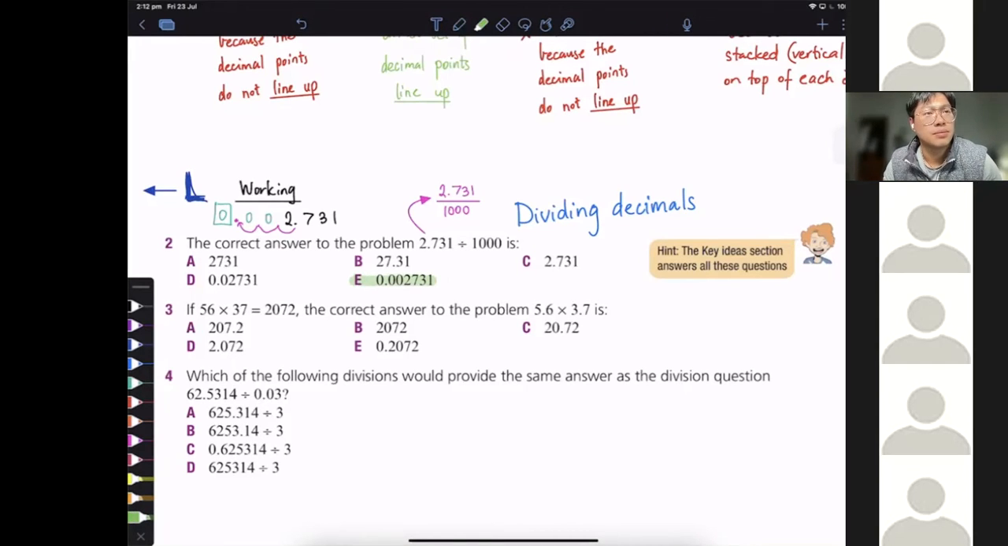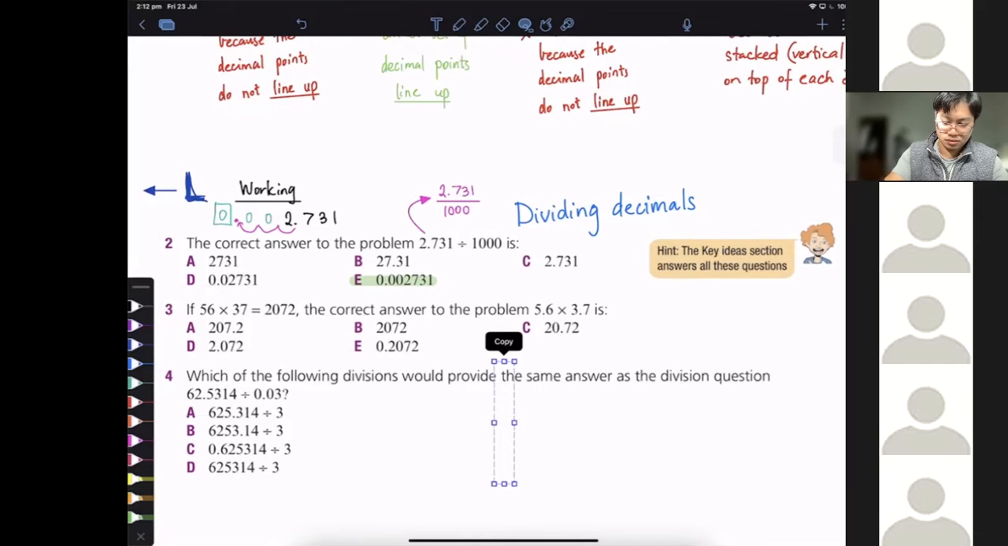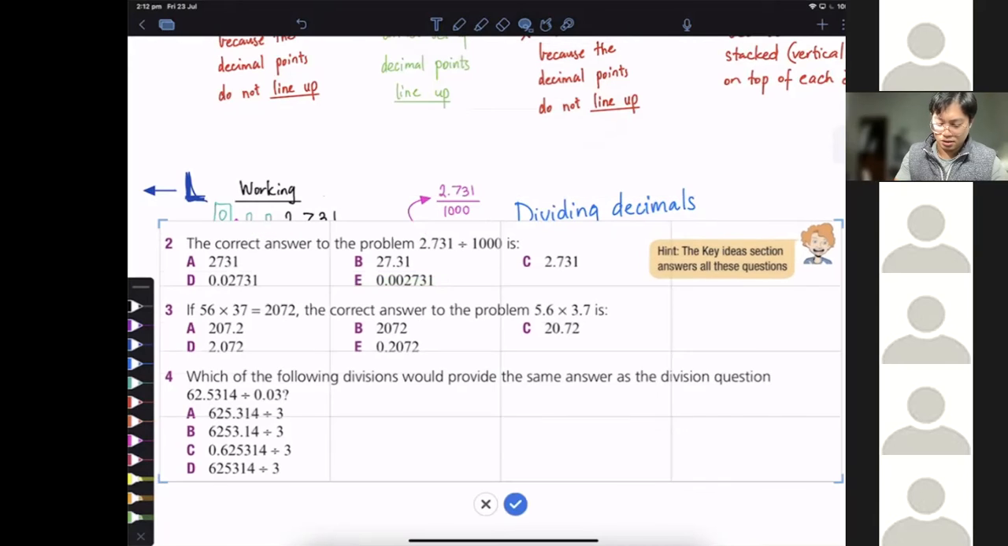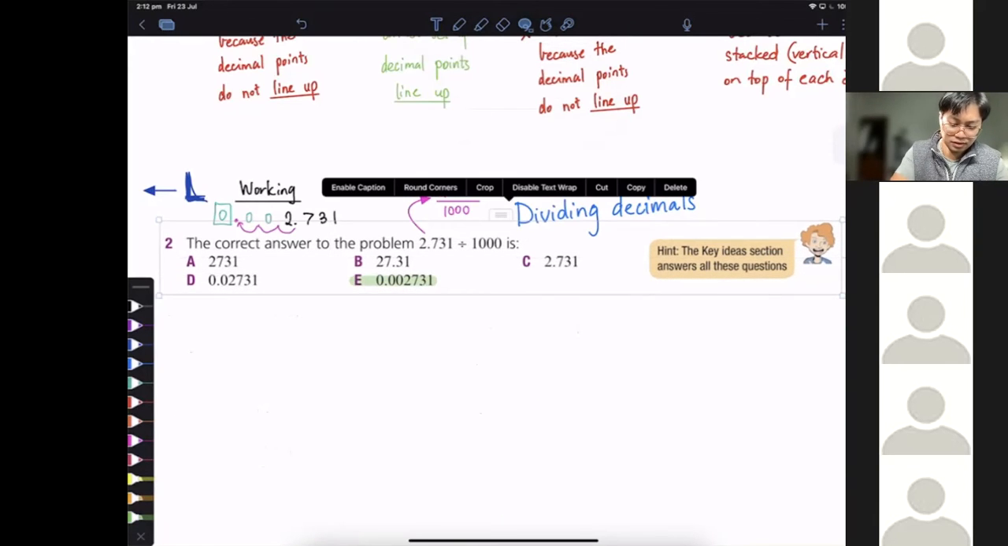Yes, Mohammed. Do you only add the zeros if there's gaps? If there's spaces, then you add the zeros. Oh, okay. Yeah, if there's no spaces, then don't suddenly add them in between numbers, yeah? We only add them if there's a gap that we need to fill in.